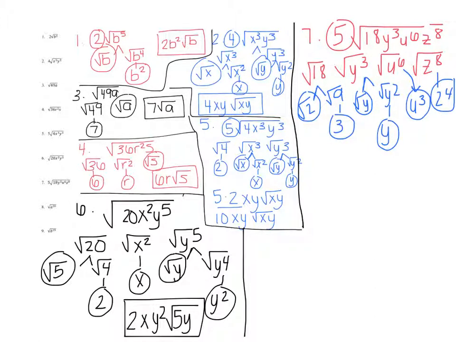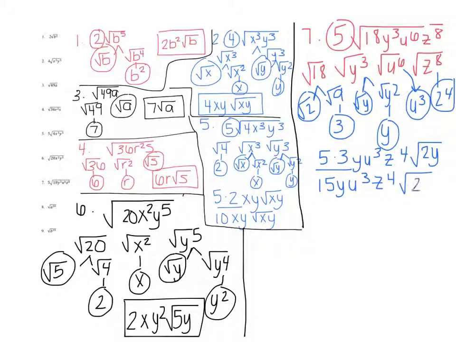In the front, we have a 5 times 3, y, u to the third, z to the fourth. And then underneath the radical, we have 2 and y. 5 times 3 is 15, y, u to the third, z to the fourth, and then radical 2y. Lots of simplifying there. Make sure you separate them just like I did in order to break each one down.